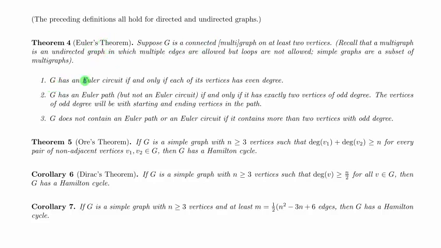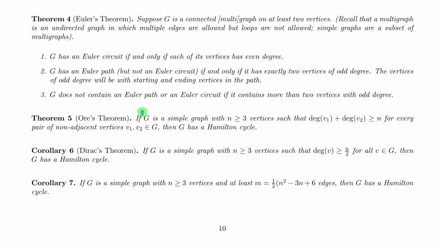G has an Euler circuit if and only if each of its vertices has even degree. It's going to have an Euler path, but not an Euler circuit, if and only if it has exactly 2 vertices of odd degree. And the vertices of odd degree are going to need to be the starting and ending vertices in that path. And then the third part to that theorem, G does not contain an Euler path or an Euler circuit if it has more than two vertices with odd degree, because these were both if and only if. So let's look at some examples.